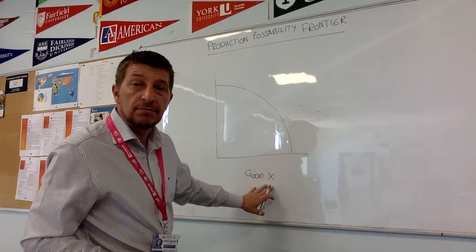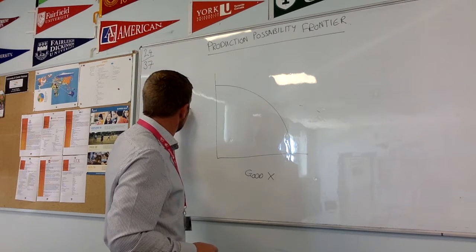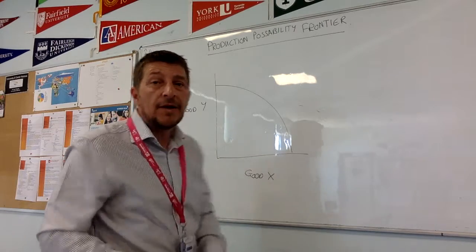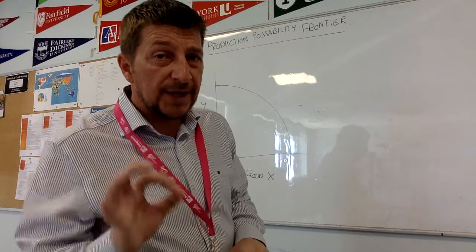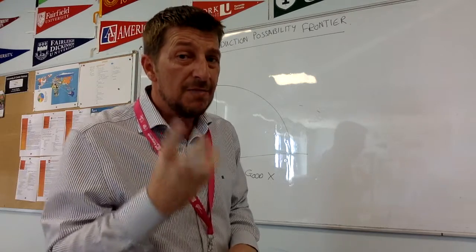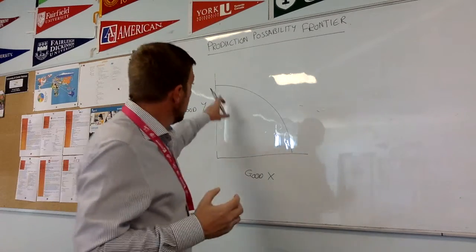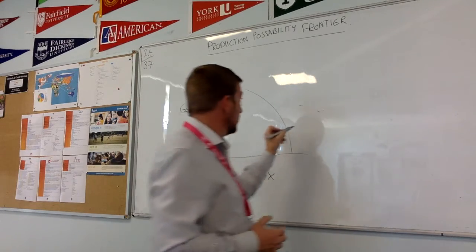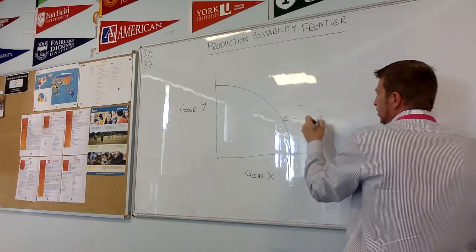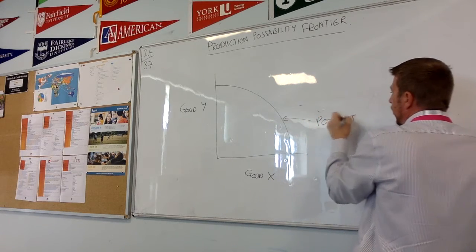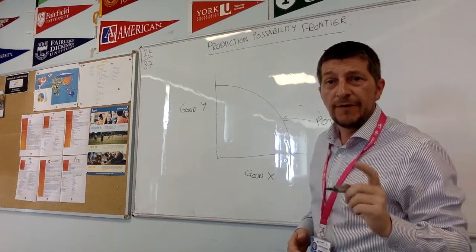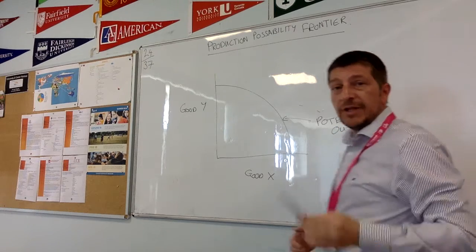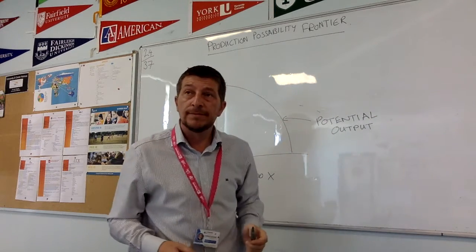We produce either X or Y. Okay? Now, this diagram, despite being very simplistic, gives us a few really important concepts to work with. This line here, this curve, this production possibility frontier, tells us what would be our output if we used all of our available resources. So this gives us our potential output.